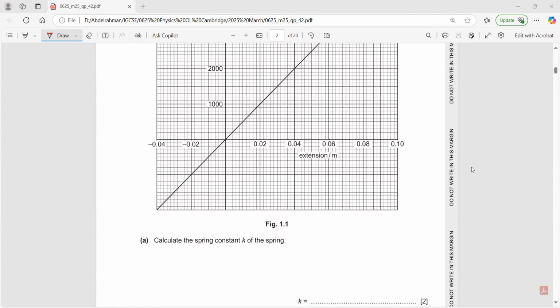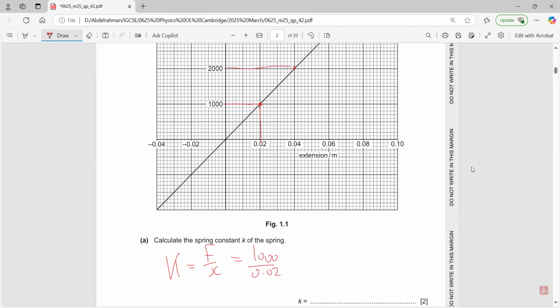Yes, K equals F over X. So you need a force and you need an extension. If we take this point, for example, the force would be 1000 and the extension would be 0.02 meters. You can take this point, you can take any other point.